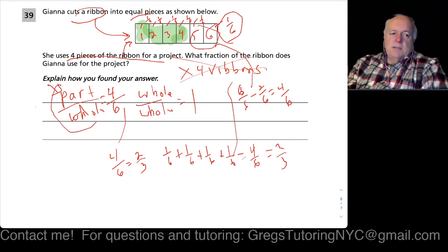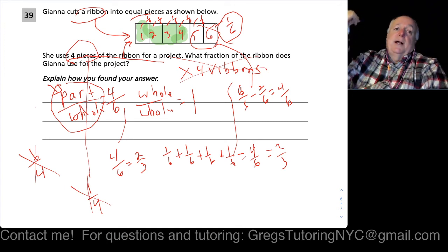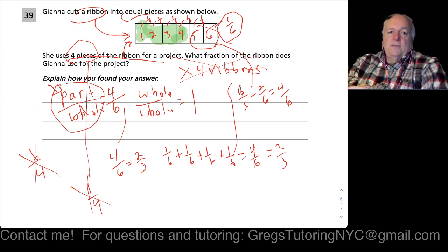So the answer is not 6/4. That's a no-go. Can't do that either. And when you get the 4 pieces, some kids are also going to say the answer is 1/4. That's also a no-go. You split it into 6 pieces. You're using 4 out of 6. They're equal pieces. 4 out of 6. You have to keep track of that.